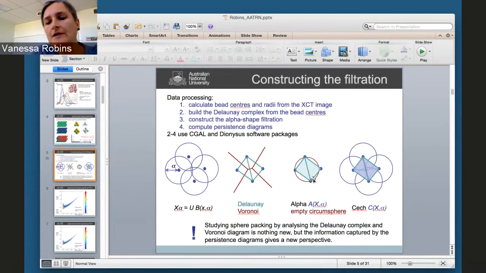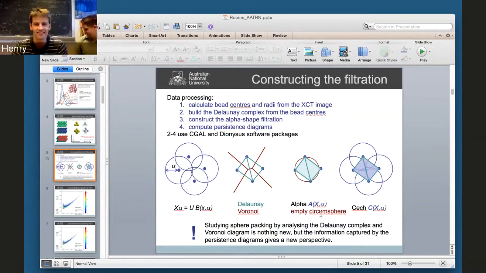So what alpha shapes give you is a much better controlled data structure in terms of the dimension of the simplices that are involved. Does that help? Yeah, thank you very much. Yep, you're welcome.